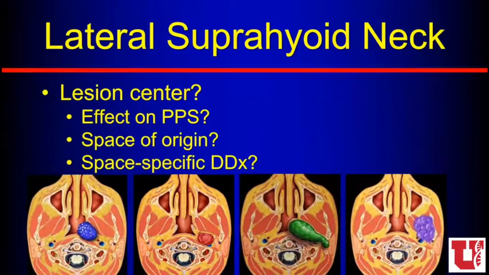So when we do have a lesion of the suprahyoid neck, we think about its effect on the parapharyngeal fat, and that helps us assign a space of origin. And then we can make a space-specific differential based on what pathology happens to that anatomy.